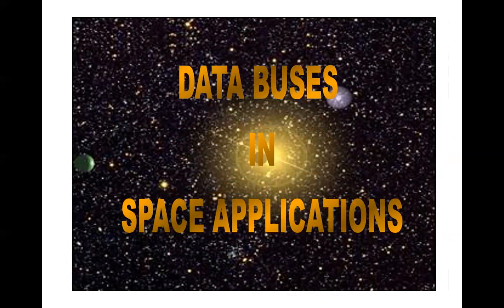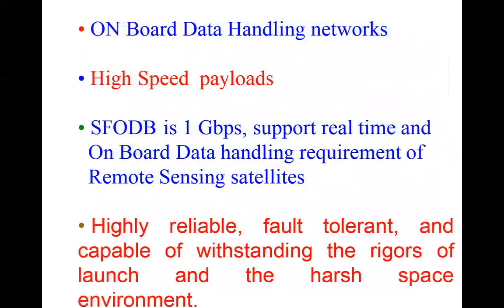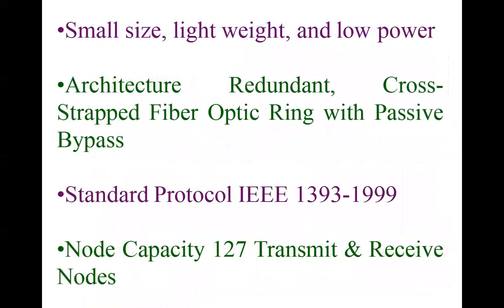So data buses used in space applications include IEEE 1393 spaceborne fiber optic data bus. Here, onboard data handling network, high-speed payload, SFODB is 1 gigabit per second. Supports real-time and onboard data handling requirements of remote sensing satellites. It is highly reliable, fault-tolerant, and capable of withstanding the rigors of launch and the harsh space environment. Small size, lightweight, and low power.